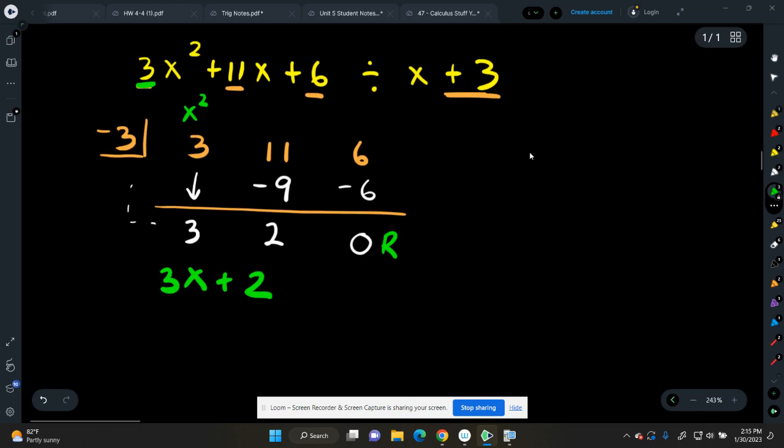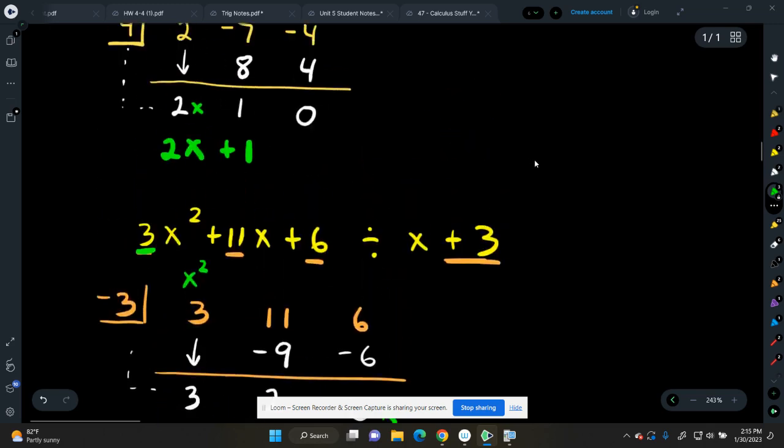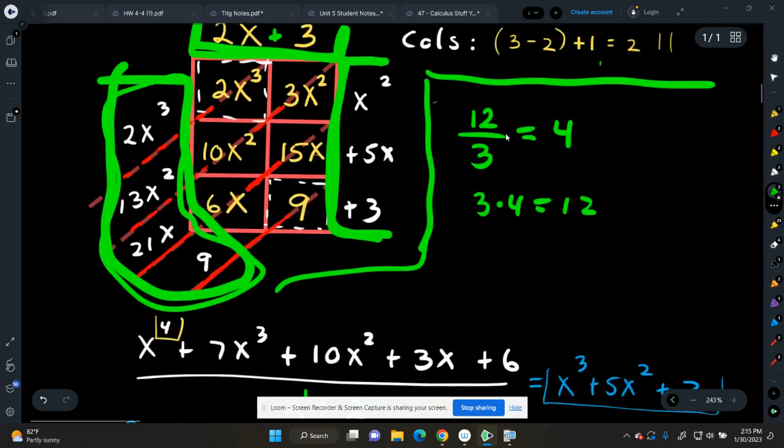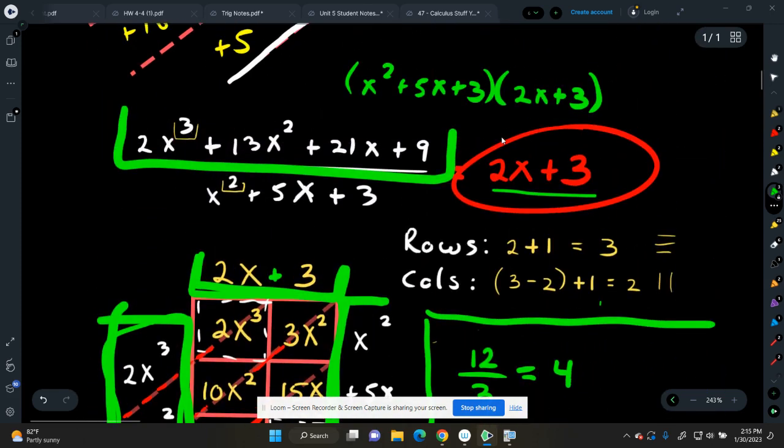The middle part is really confusing. Can we please do this tomorrow? Okay, let's do another one. Let me just copy this over. No, I don't want to do this.